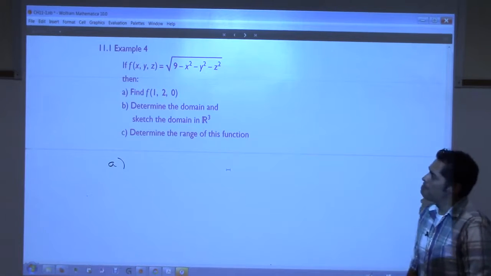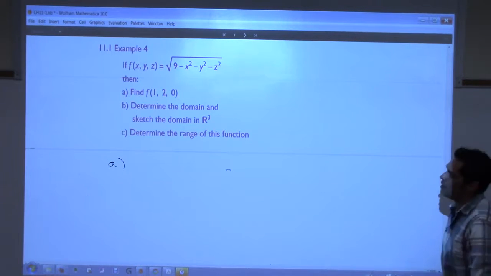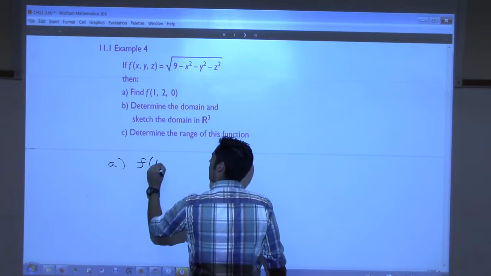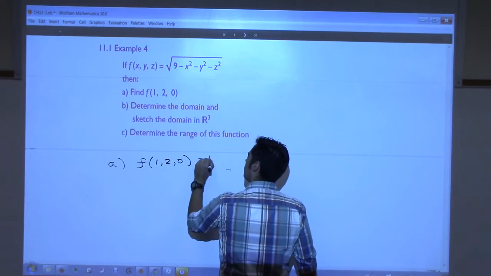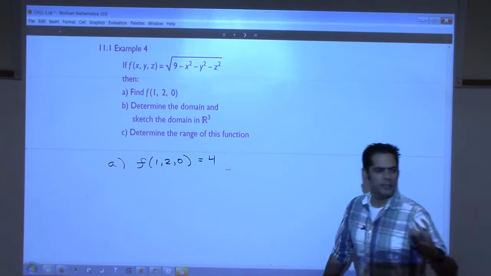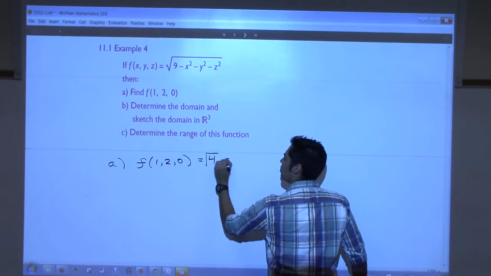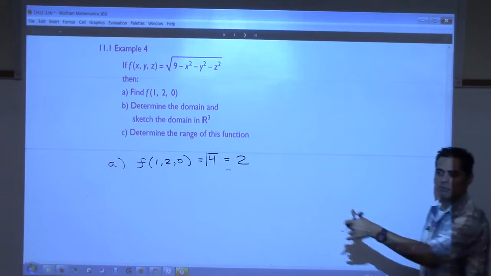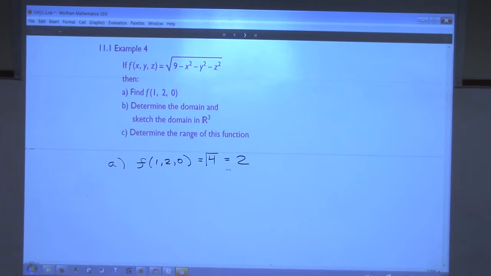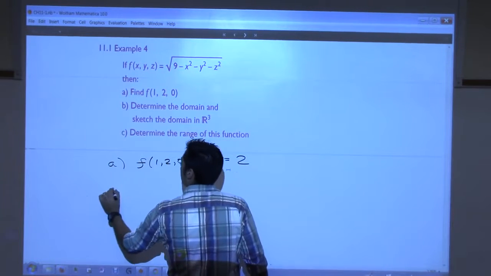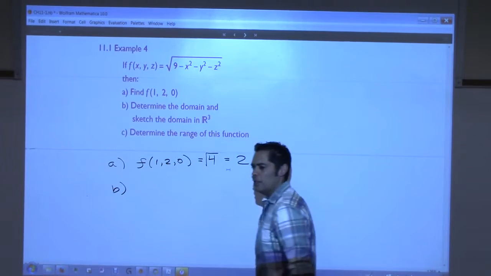All right. What do you get when you plug in 1, 2, 0? 4? Anyone disagree? Oh, root 4. Okay, root 4, which is 2. That okay? And then part B, domain. Uh-oh.